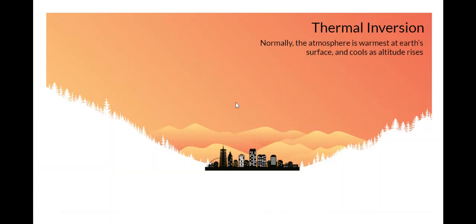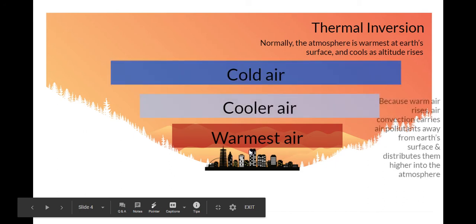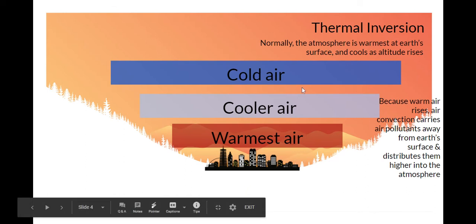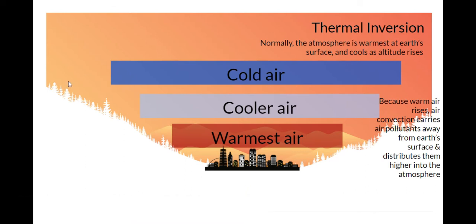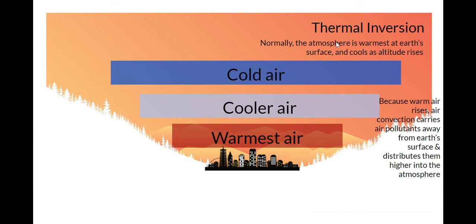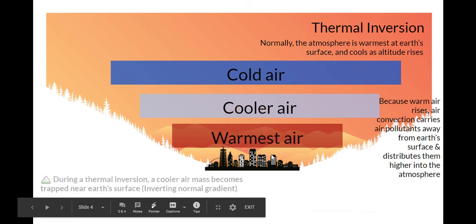So with the thermal inversion, what happens? Normally the atmosphere is warmest at the Earth's surface and cools as altitude rises. So it's warmest here, then gets cooler as we get higher up. It makes sense because sunlight comes down, is absorbed, reflected, and goes back up. Because warm air rises, air convection carries the air pollutants away from the Earth's surface and distributes them higher in the atmosphere. So because it's warm down here, it's going to rise and pull the pollution up higher under normal circumstances.